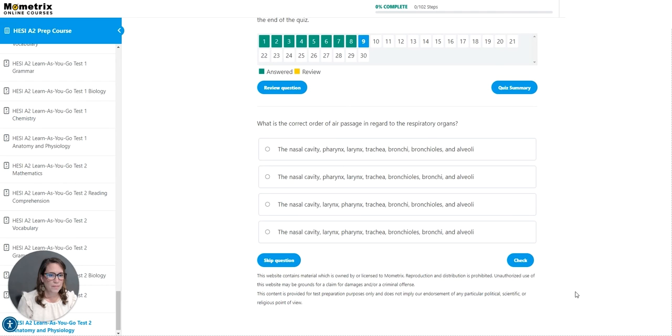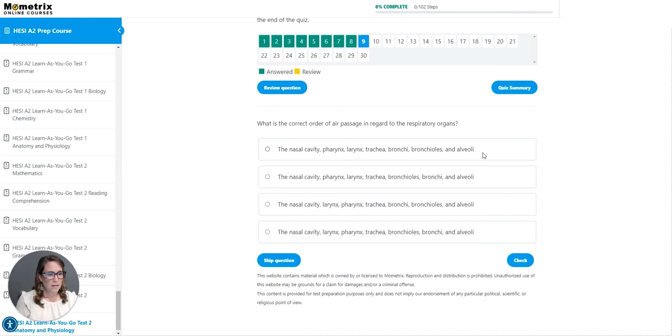Question number 9. What is the correct order of air passage in regard to the respiratory organs? This we talked about in the very beginning there. So we need to start with our nasal cavity. It's going to come in through your nose first. And then we talked next, it goes through your pharynx, fancy way of saying throat. Then your larynx, which is your voice box. So far we're correct. Then down to your trachea, which is like that bridge from your upper respiratory, starting your lower respiratory. Then you've got bronchi, those branches that go right and left into each lung. And then you've got your bronchioles, which then end in your alveoli.